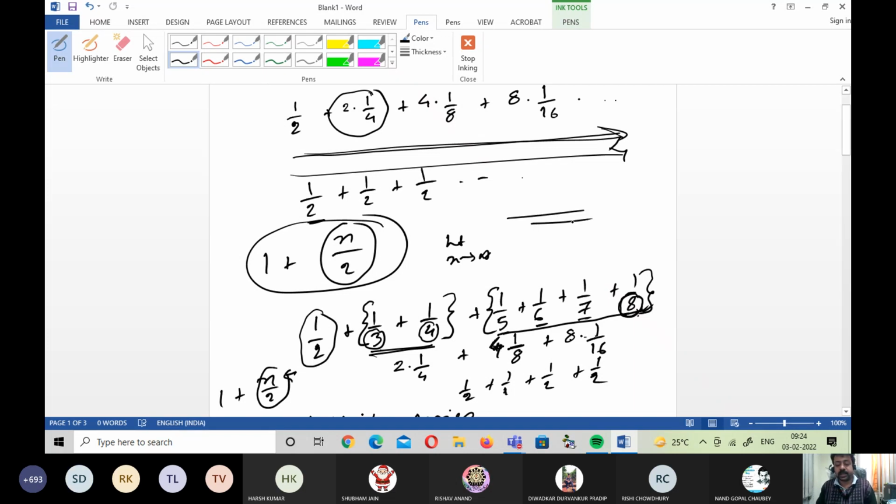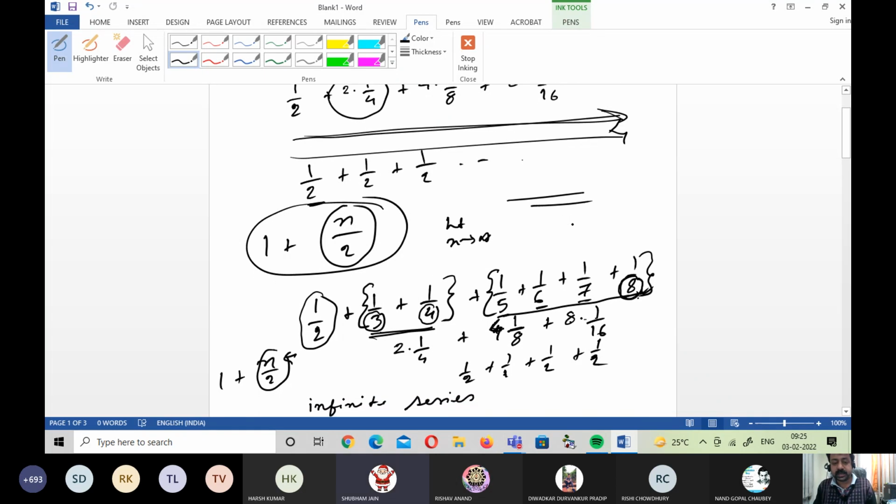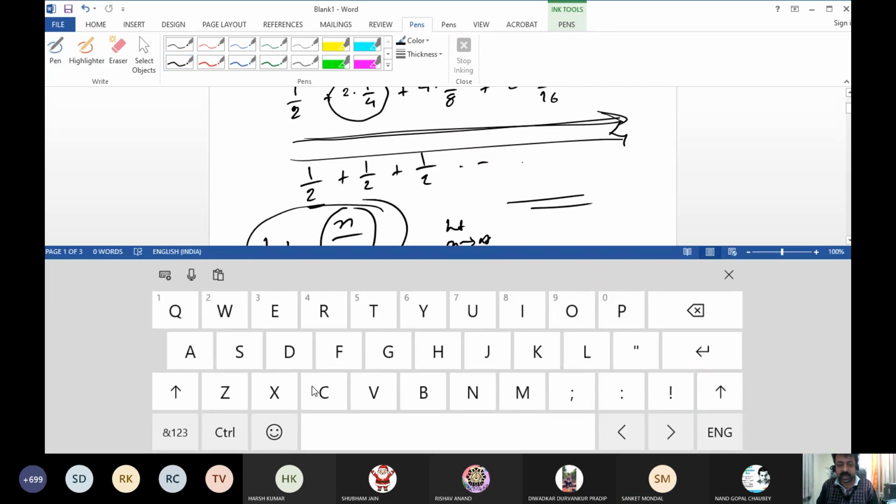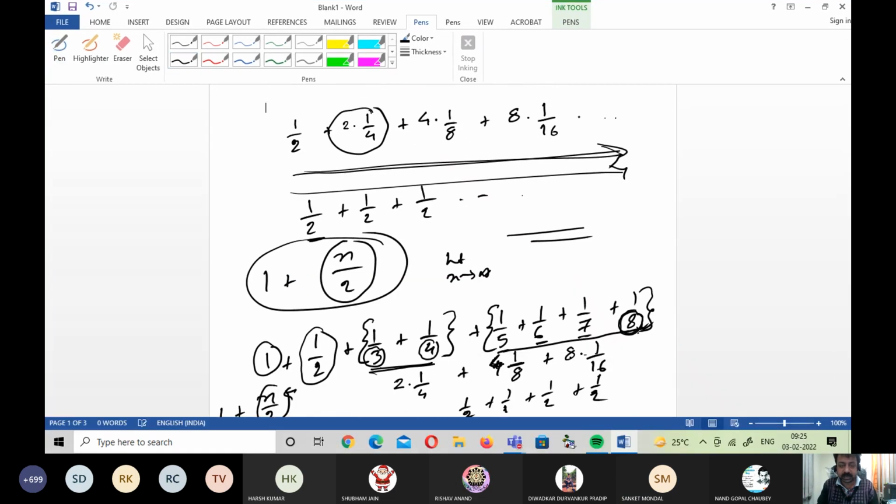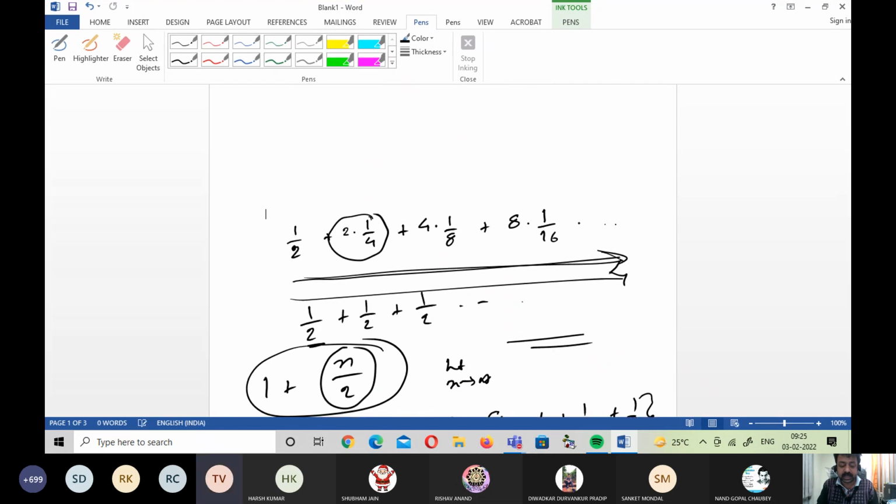Okay. Is it clear? One question: what do you mean by convergence? Does it mean the summation will tend towards a finite value? One is that you have just omitted the first term. What is the difference between convergent and divergent? Yes, I am saying that you just have to write the definition.